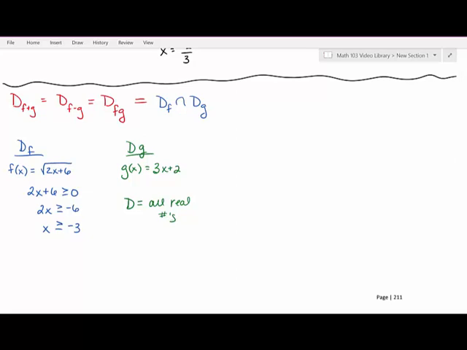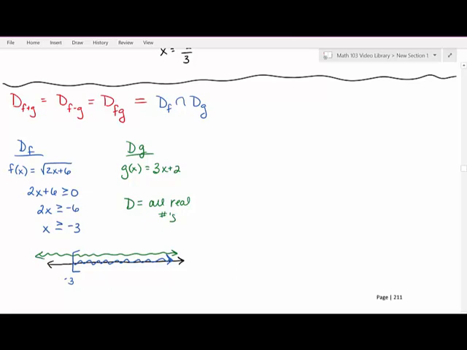Now we need to intersect those two. I like to draw them both on the same number line. First, we have x is greater than or equal to -3. So that's going to look like this on our number line. The domain of g is all real numbers. So that looks like this on the number line.